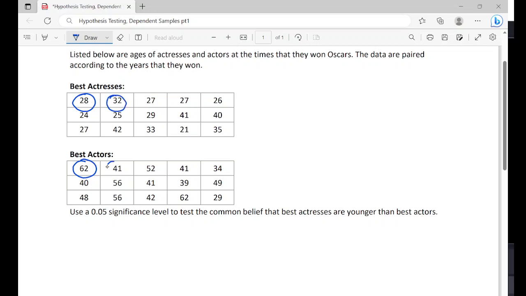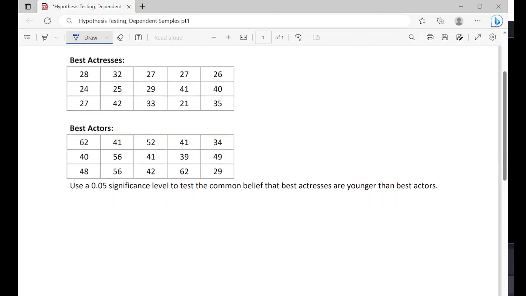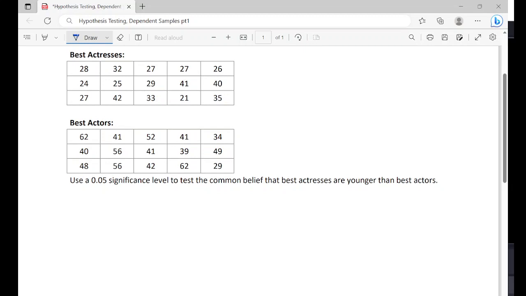32 for the actress, 41 for the actor, 27, 52, and all the way down to 21, 62, 35, and 29. Paired means that they have to go together. And what does that mean by going together? Well, I'll show you in just a second, but you got to make sure that as the data is given to you is how you put it in. And the reason why we need to put it together when it's paired is that we're trying to find the difference of each one. So dealing with dependent samples like this, we want to find the mean difference. So when we put our numbers into the calculator, we can find the information much quicker.